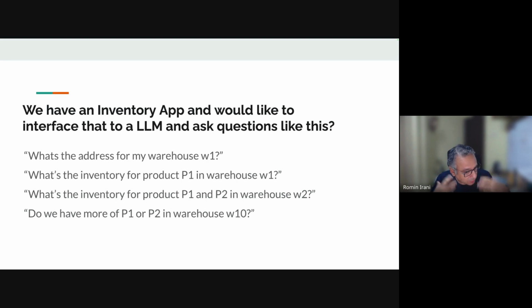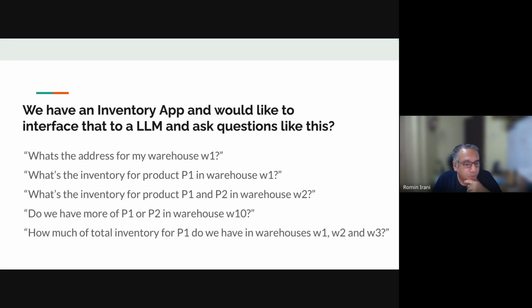Or even the next level of questions. Do we have more of P1 or more of P2 in warehouses? Even something like this, how much total inventory do you have? So you see how powerful this could be, because you might have created a very simple API that just tells what's the warehouse address given a warehouse ID, and an API that gives you the inventory given a product ID in a particular warehouse. But if you had an LLM interface to it, the limit to the kind of queries you could combine is what you're seeing, the variance.